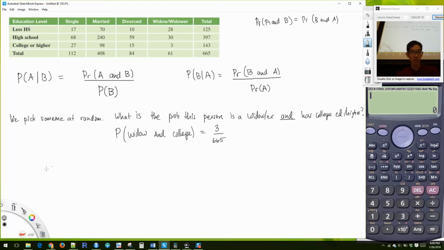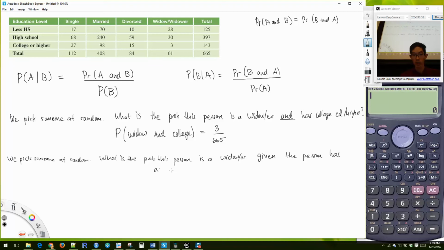Now our question changes. We pick someone at random. What is the probability this person is a widow or widower, given the person went to college, or has a college education or higher?